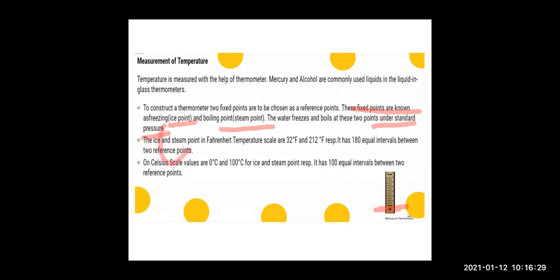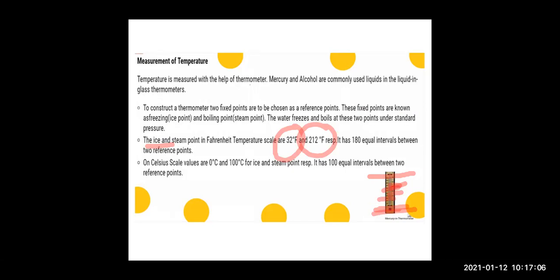So suppose we are talking about the Fahrenheit scale. For the Fahrenheit scale, the ice point is 32 degree Fahrenheit and the steam point is 212 degree Fahrenheit. So here the lower fixed point is 32 degree Fahrenheit, the upper fixed point is 212 degree Fahrenheit. Right, and so it is divided into 180 equal divisions. If you do 212 minus 32, you will see it is 180. So you will divide the whole scale into 180 equal lines, and that will be your Fahrenheit thermometer.